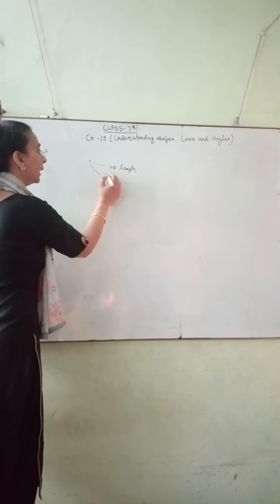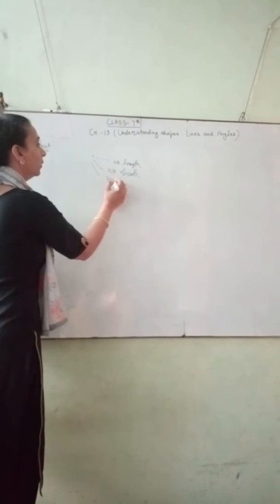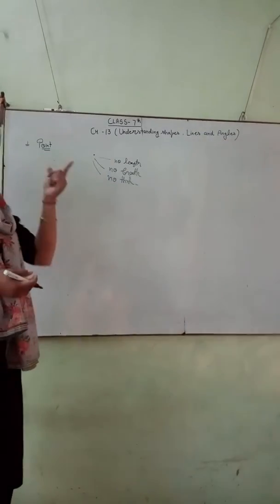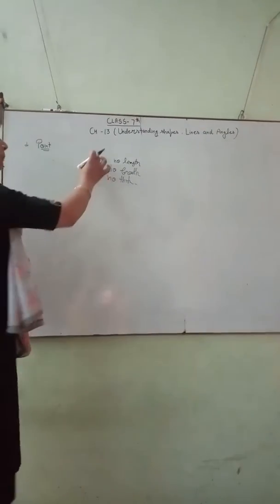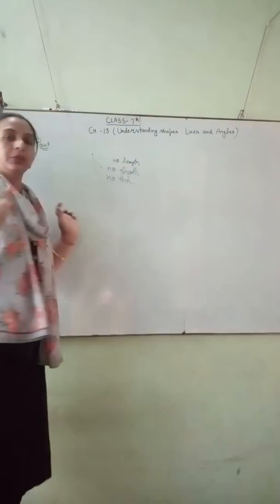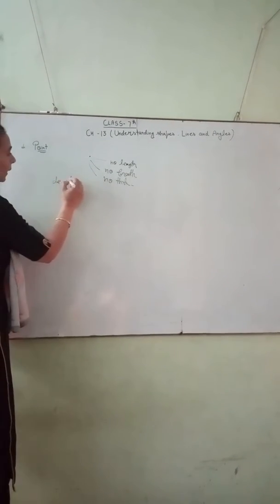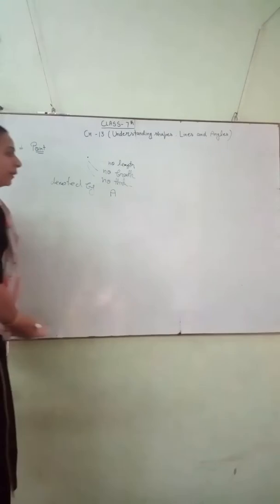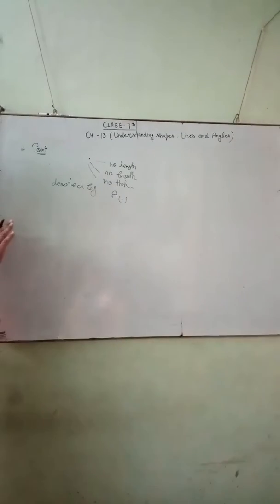A point has no breadth and a point has no thickness. Again I repeat it. A point is a small dot marked by a sharp pencil and a point has no length, no breadth and no thickness. Clear, students? And a point is denoted by a capital letter. For example, a point is denoted by a capital letter A. This is a point A. Clear, student? Then we take the next point.